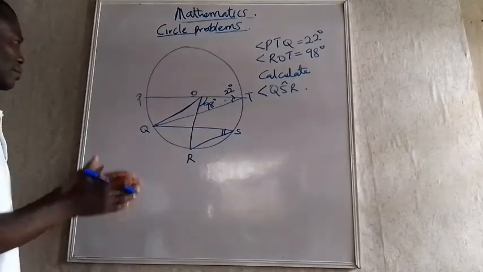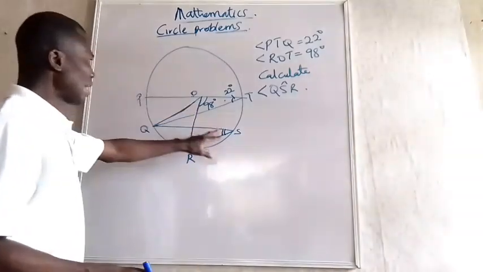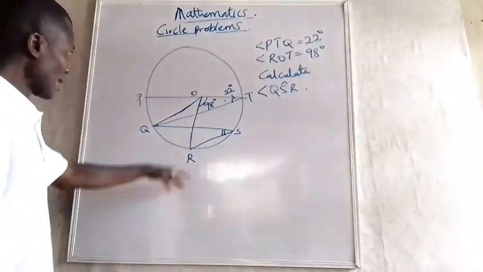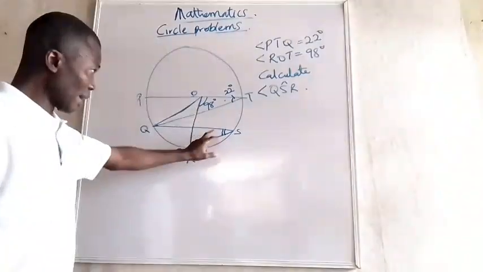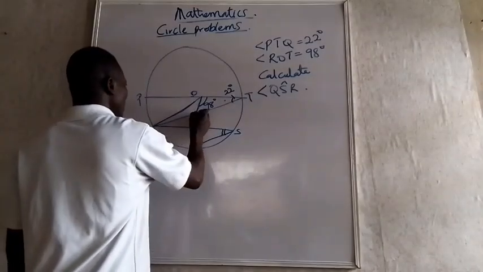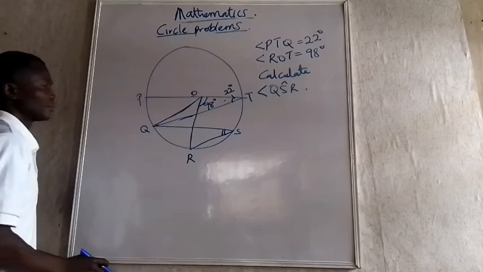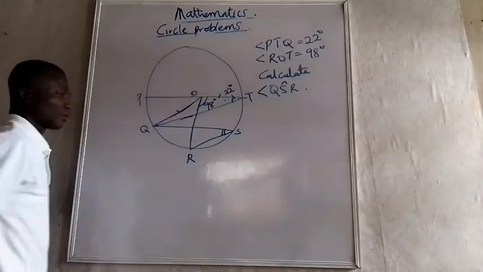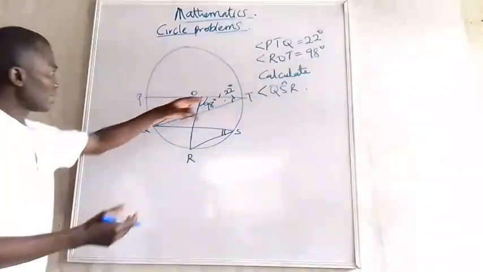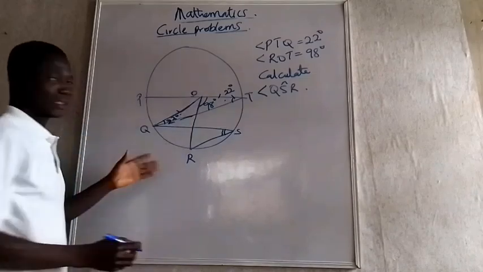I've always told you. Quickly check the relationship between any angle at the center and at the circumference. So from this place, I can see that this one is at the circumference. And I have this one at the center. So if I can get this one, I can get this. Now, from this triangle, look at triangle QOT. This place and this place will be equal, which means that this place will give us 22 degrees, because it's an isosceles triangle.